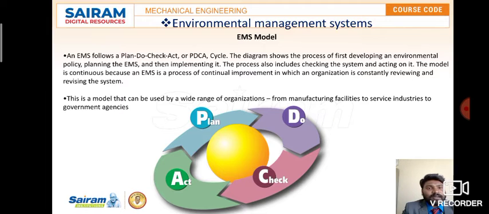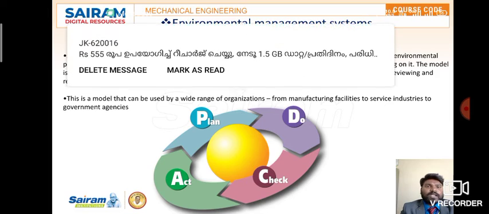So we can see the cycle, how this is the continual process. It starts from planning, and then implementing or doing, and then while the process is going on, there is a thorough check. Okay, so what is to be added and what is to be eliminated, the thorough check, and then again it is going to act. Once it is acting, again the planning will be done. It's a continual process. So this is all about this environmental management system model.